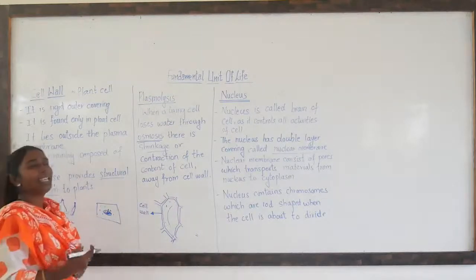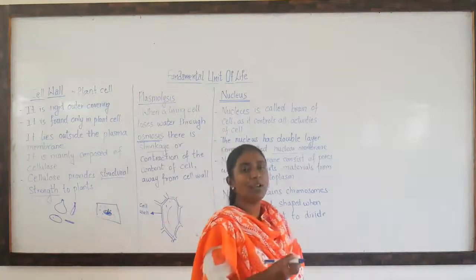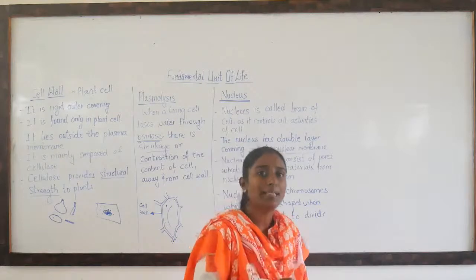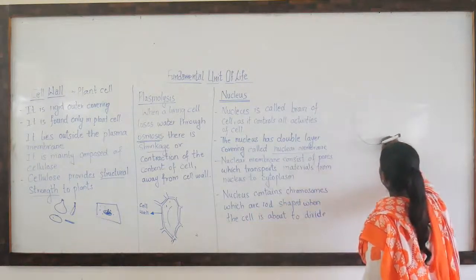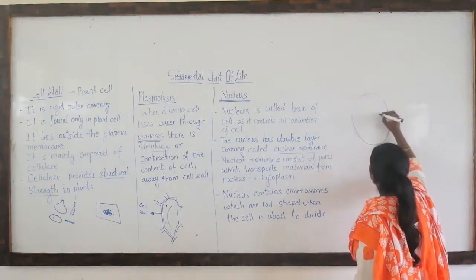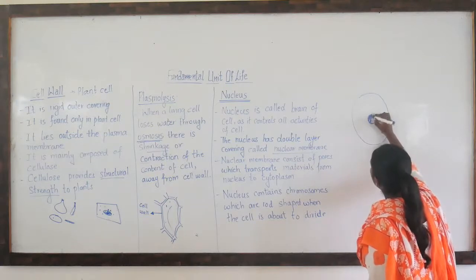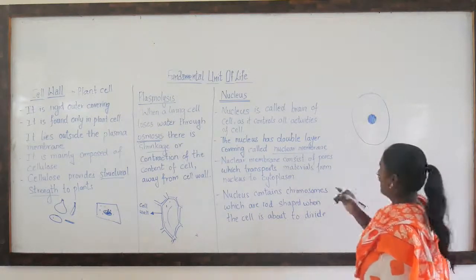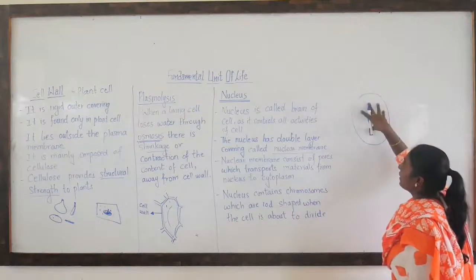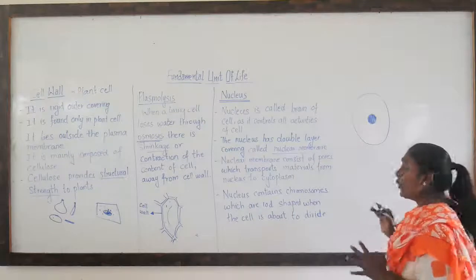Hope the content is clear to you. Now let us move to the next cell organelle, that is the nucleus. Now this nucleus is present both in plant cell as well as in animal cell. As I said, in a plant cell the nucleus is prominent and in the center. But when you see an animal cell, you will find the nucleus to be in the center and it is prominent.